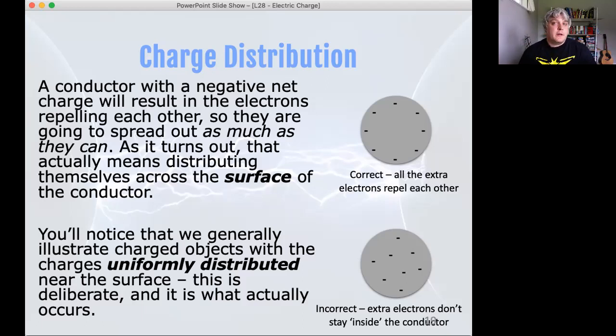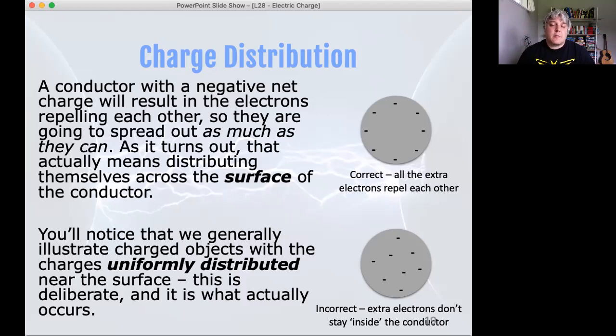Whenever we draw them, we try to indicate that by drawing our charges near the edges of the object. So the top diagram there is correct. All the extra electrons repel each other, so they're all spread out around the edge. Obviously, I can't draw them the size of the electrons or literally on the edge, or it would just get messy, but I draw them just inside, near the edge, to indicate that they are spread out at the edges of the conductor. The bottom diagram is incorrect.